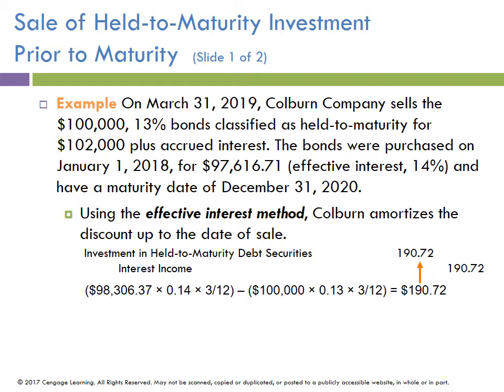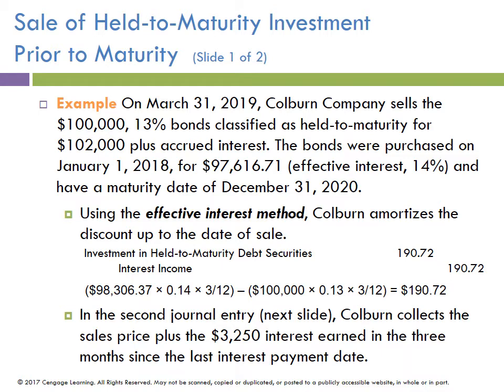6 months of interest, I will be reducing my investment account $371.45. That represents 6 months of amortization. How many months do I have to amortize of that 6 months through the date of sale? Well, January, February, and March, so half of it. So if you take half of $381.45, it's $190.72. The point is that you must amortize that discount or premium and increase your investment account to the point of sale. So if you haven't done that by then, you must do it. And that's what we're doing here, debiting the investment and crediting interest income.